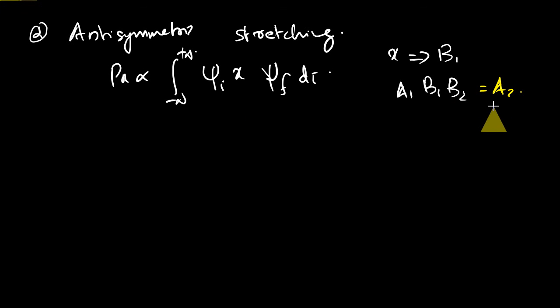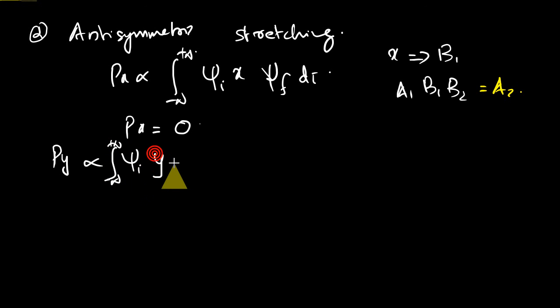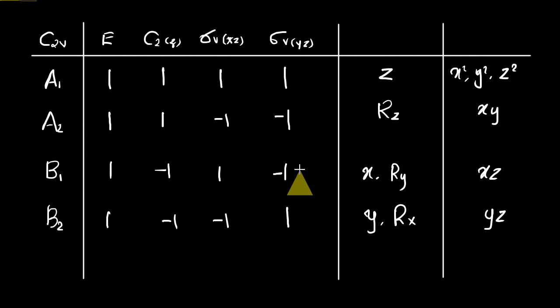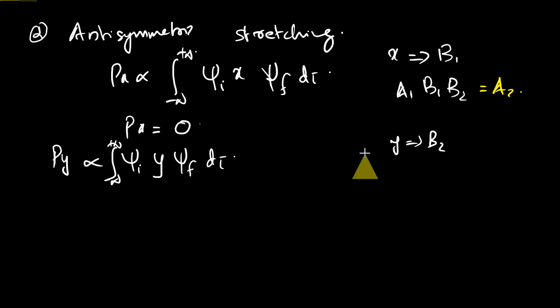Since it is not totally symmetric, Px will be equal to 0. Px is equal to 0. And now what about Py? Py is proportional to the integral from minus infinity to plus infinity of psi i, y, psi f d tau. And you know that y transforms as B2 from the character table.